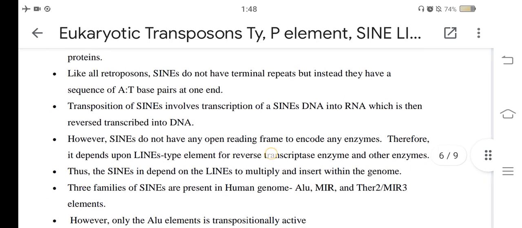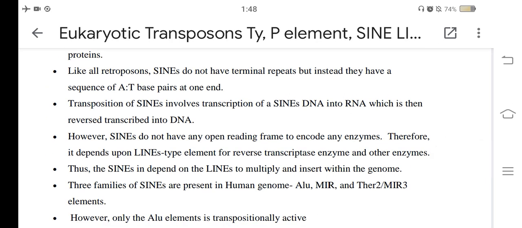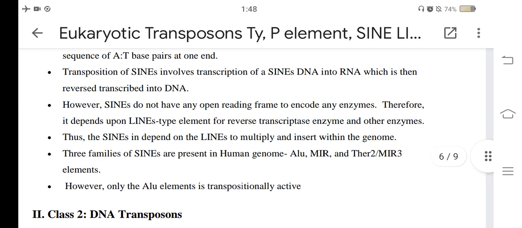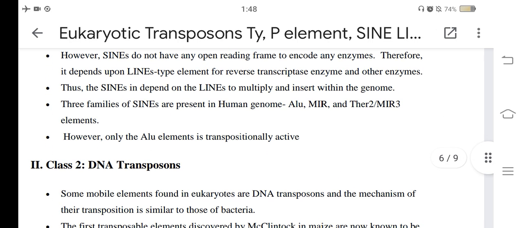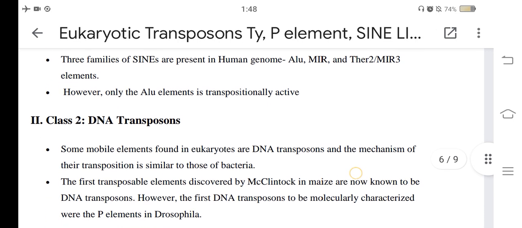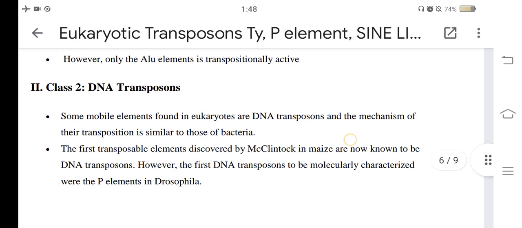Like all retroposons, SINEs do not have terminal repeats, but instead they have a sequence of A base pairs at one end. Transposition of a SINE involves transcription of SINE DNA into RNA, which is then reverse transcribed into DNA. However, SINEs do not have any open reading frame to encode any enzyme. Therefore, they depend upon LINE-type elements for reverse transcriptase and other enzymes. Thus SINEs depend on LINEs to multiply and insert within the genome. Three families of SINEs are present in the human genome: ALU, MIR, and THE2 and MIR are the other two elements. However, only the ALU elements are transpositionally active.